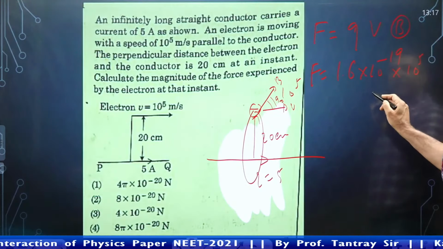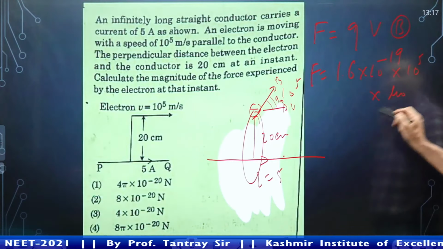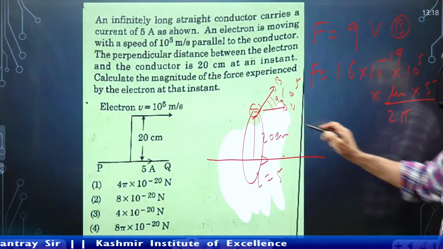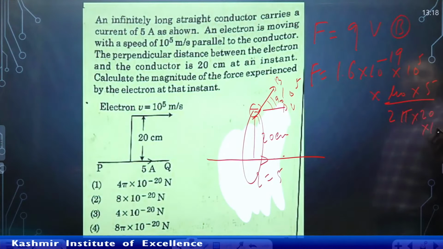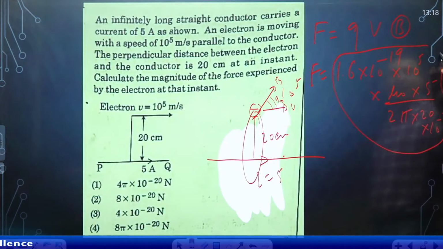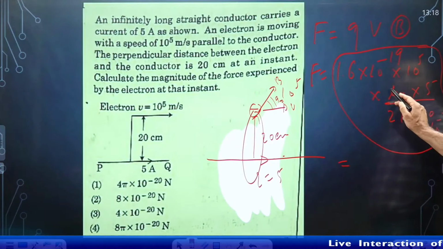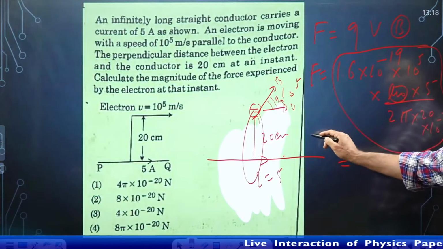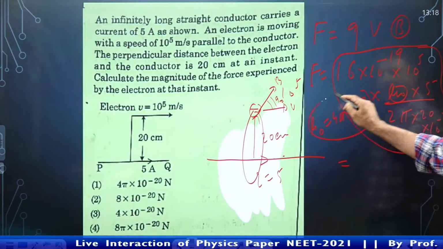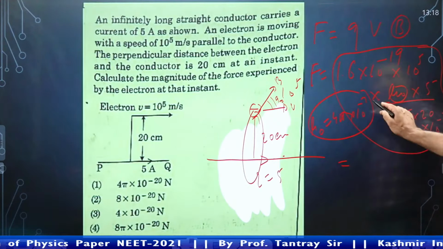And B, the magnetic field due to this, is mu 0 I, that is current, by 2 pi r, where r is 20 into 10 raised to power minus 2 meters. You have to calculate this. The answer will be, I think, 4 pi into, substitute this. Mu 0 is equal to 4 pi into 10 raised to power minus 7. You have to substitute this mu 0 also.